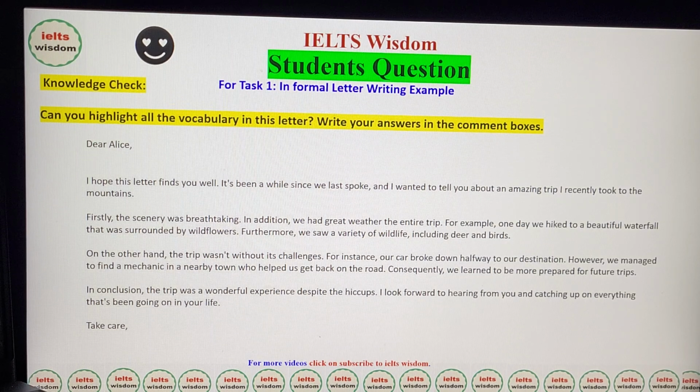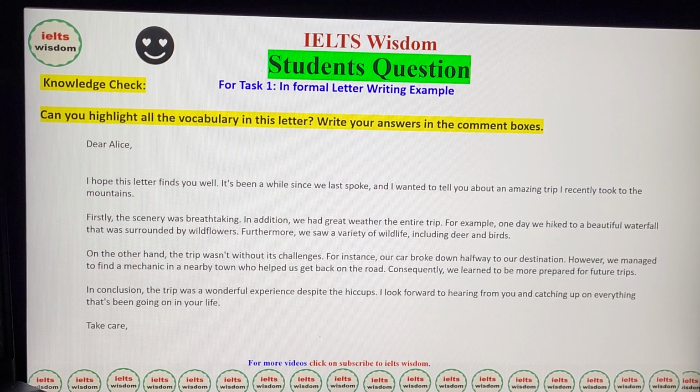Consider this a knowledge check. Check this letter. This is an informal letter type example. I need you to highlight the words in the comment section when you are watching this video till the end. After that, write down in the comment section the informal letter. The first opening phrase is, I hope this letter finds you well. This is the first word. And if you find any vocabulary word in this letter, then definitely highlight that too. Firstly, furthermore, and so on. I will not say anything, but this is your exercise.